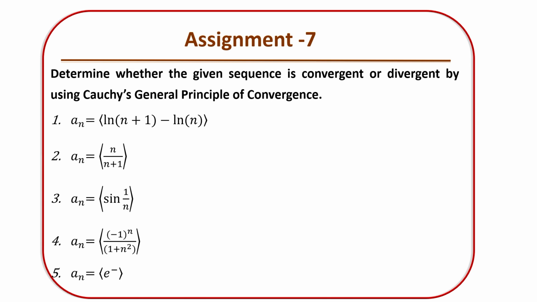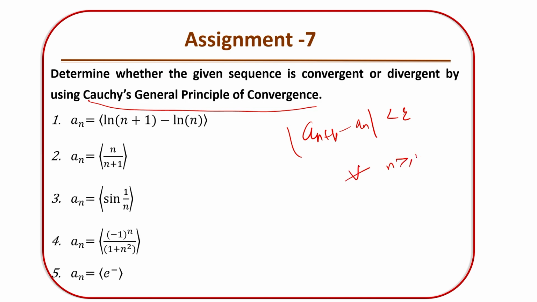Now, the last assignment we have here: determine whether the given sequence is convergent or divergent by using Cauchy's general principle of convergence. Do you remember Cauchy's general principle of convergence? I am just writing it for you. Modulus of a n plus p minus a n is less than epsilon for every n greater than m, and p equal to 1, 2, 3, 4, 5 and so on.